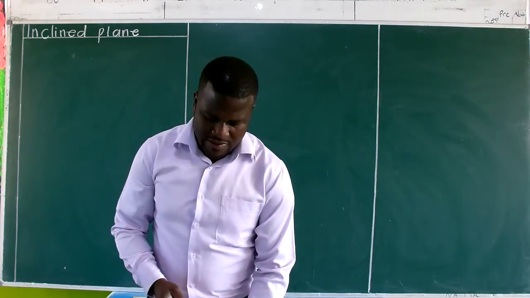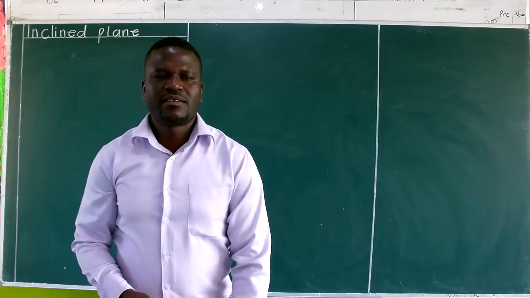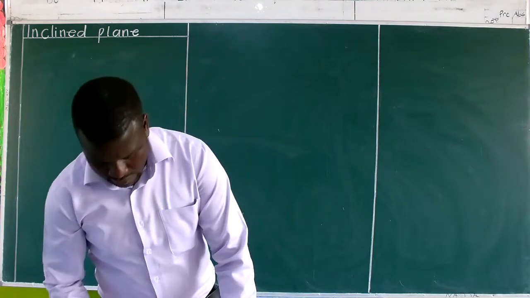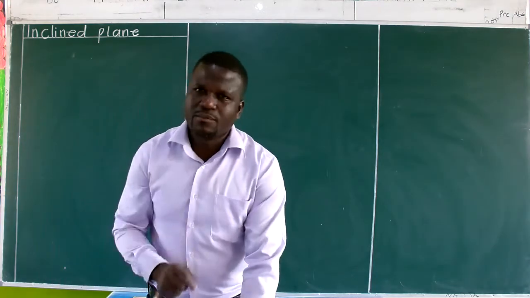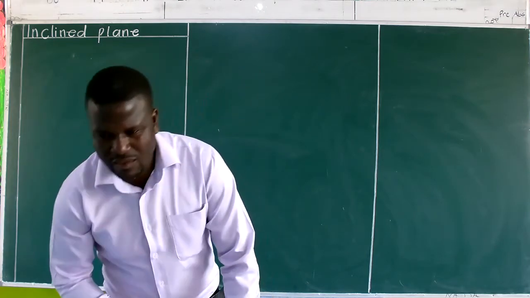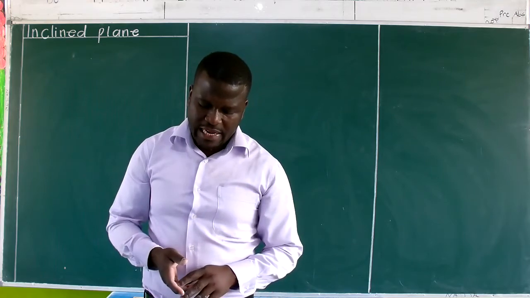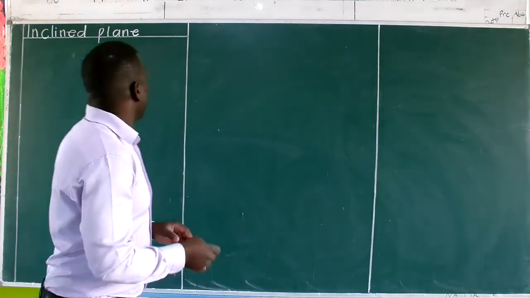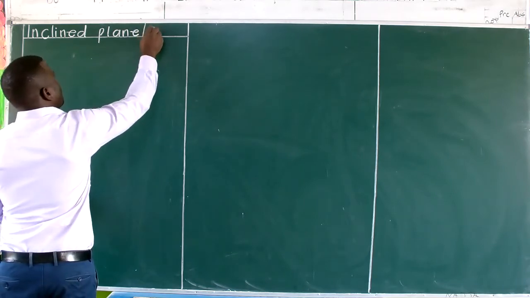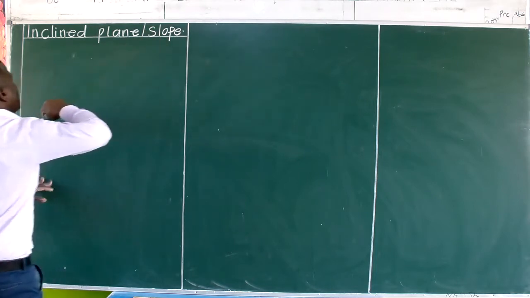Last time we looked at levers. Remember, we are looking at classes of simple machines, and the first class we looked at was levers. So today we're going to look at the inclined plane. An inclined plane is also known as a slope.